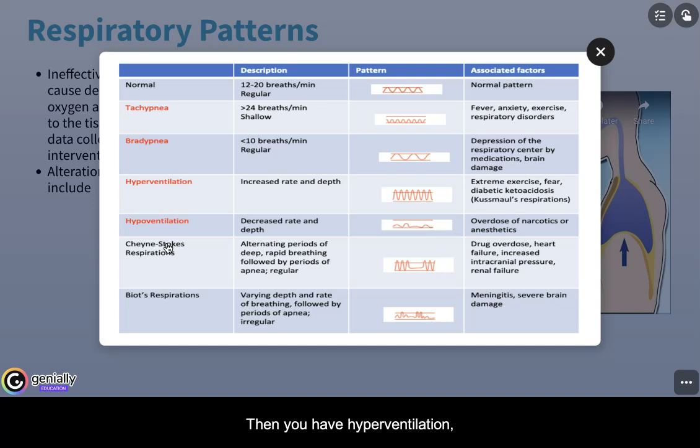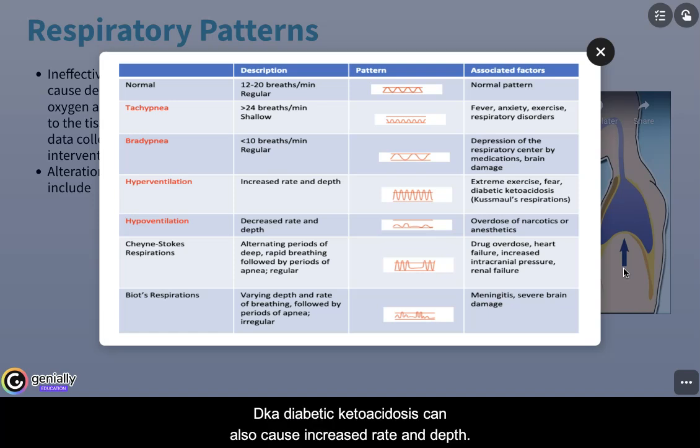Then you have hyperventilation. You have increased rate and increased depth. And if you look at the pattern here, right next to the definition, you notice the depth is deeper and it's faster, right? This happens during extreme exercise, fear, when you're in a very scary situation. DKA, diabetic ketoacidosis, can also cause increased rate and depth.